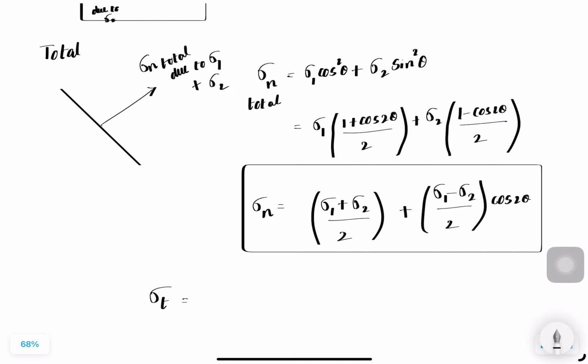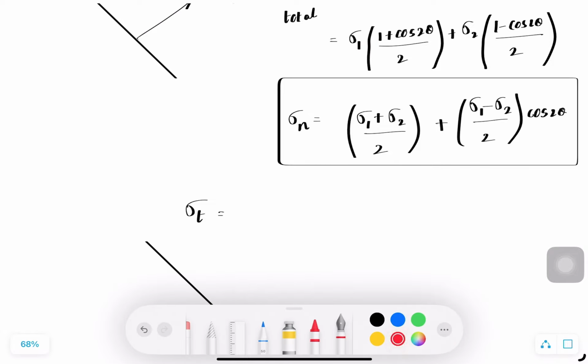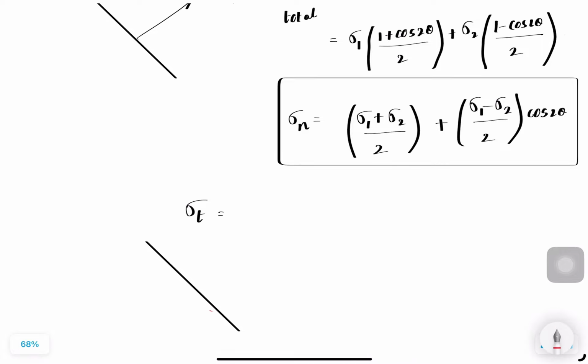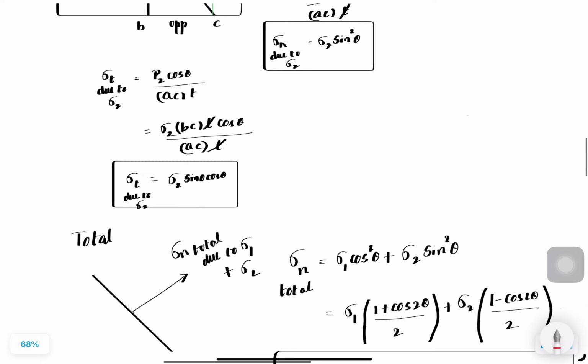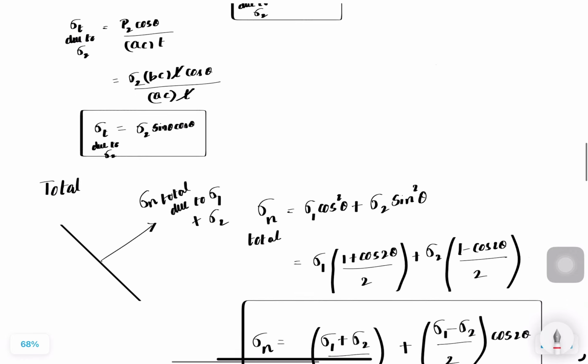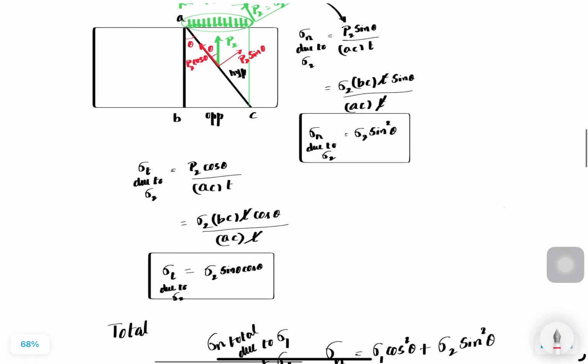It should be the total due to the first, sigma 1 and sigma 2. So this is the inclined plane, but we have to be a little careful this time. You see, the first tangential stress is going in this direction, and it is given by the expression.